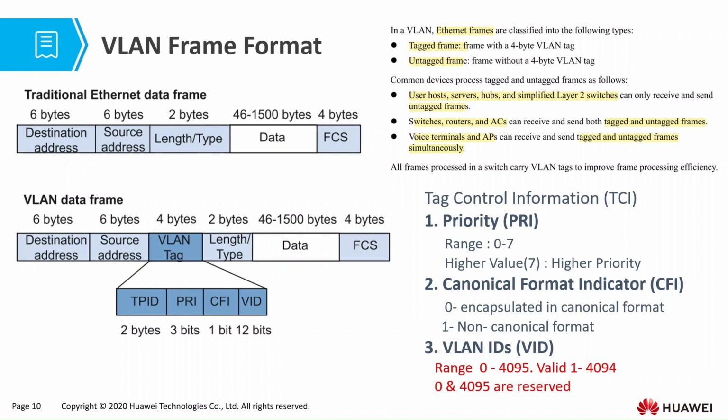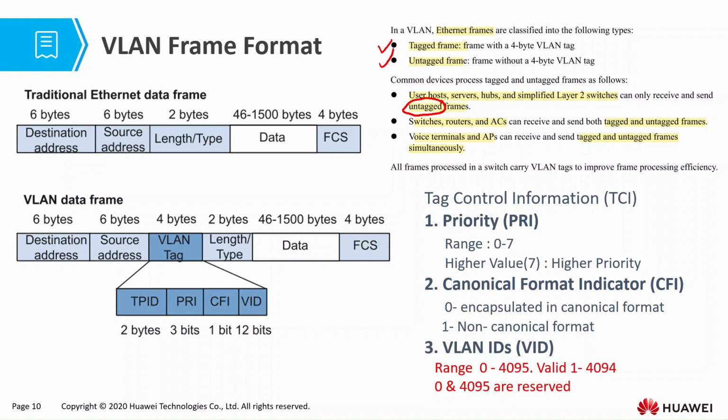Later, we will see in what scenario we use tagged and in what scenario we use untagged. But just remember, most of the time, whenever you are the user host or a simplified Layer 2 switch, you only process untagged frames. That means you are at the end of the host. But switches, routers, and ACs can process both tagged and untagged frames. This also applies to voice terminals and access points.